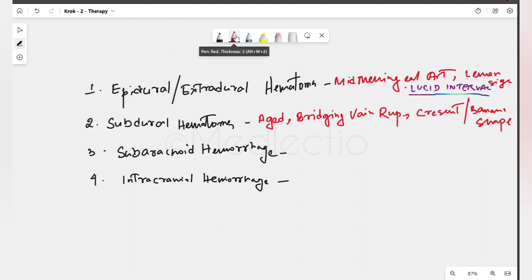In subarachnoid hemorrhage, the classic sign is that the patient will complain of the worst headache of life. And in intracranial hemorrhage, we can differentiate it by CT, and focal deficits are prominent.